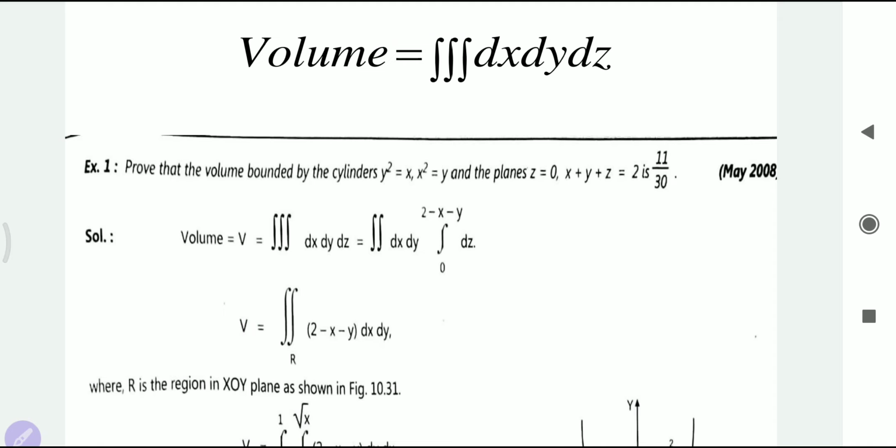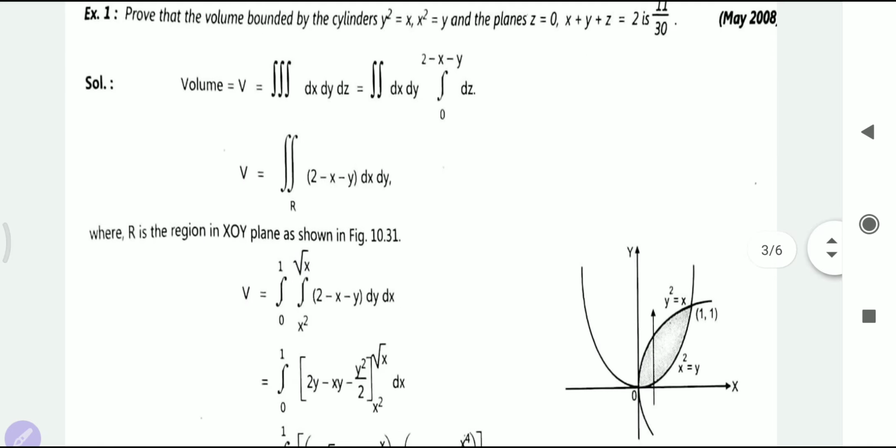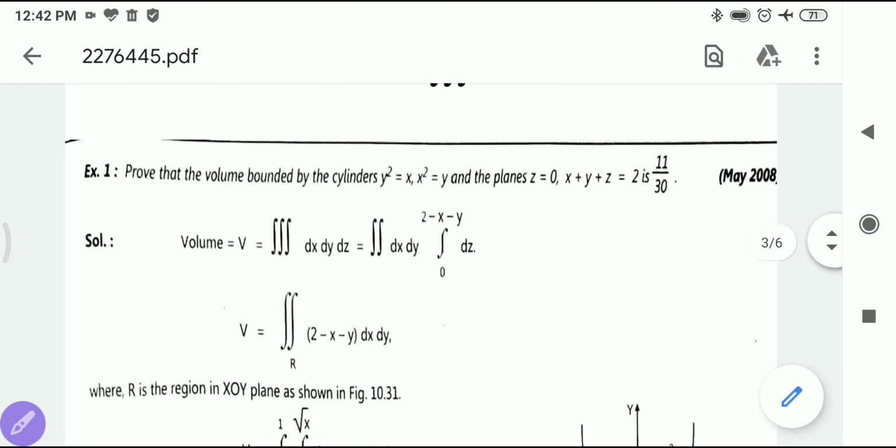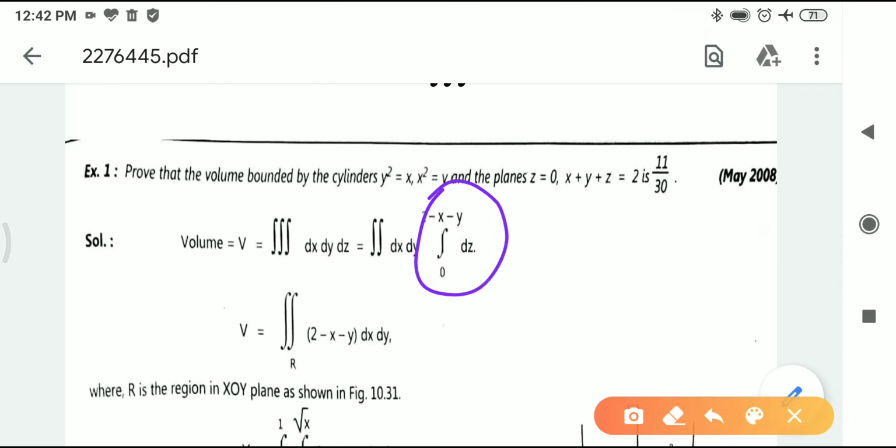So basically try to understand the thing. Y square equal to x is a parabola, x square equal to y is also a parabola. So the intersection of these two that you are going to get is something like this, that is there in the diagram. Now this part we are going to move from 0 to the plane x plus y plus z equal to 2, and when you move this you are going to get a cylinder there. So if you observe over here, your z will vary from z equal to 0 to that plane x plus y plus z equal to 2. So the limits of z that you are going to get will be from 0 to 2 minus x minus y.